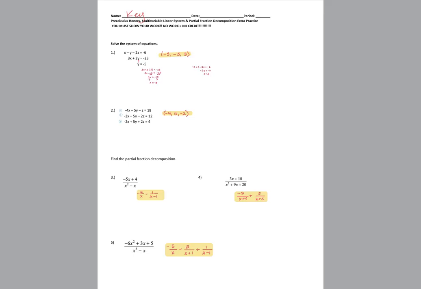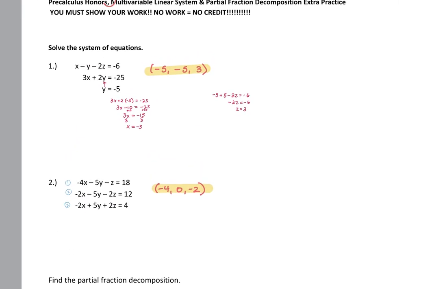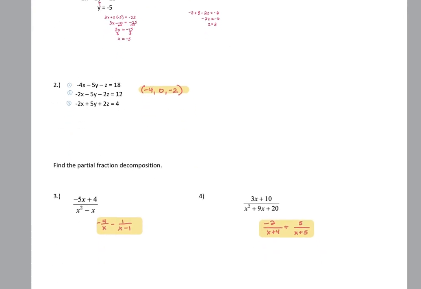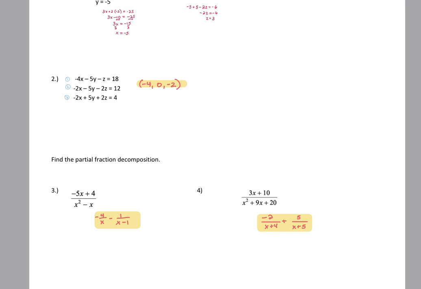And if you have the solutions for the extra practice from Friday, this is the solutions for the extra practice from Friday. So 1 should have been negative 5, 3. 2, negative 4, 0, negative 2. 3 was negative 4 over x minus 1 over x minus 1. And again, that order can be switched. 4, negative 2 over x plus 4 plus 5 over x plus 5. And again, that order can be switched. If it is switched, the negative's got to be in between them.